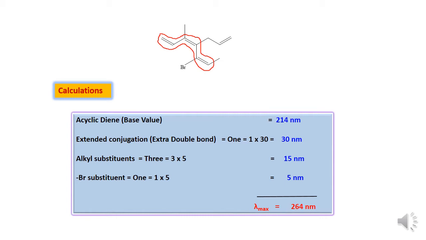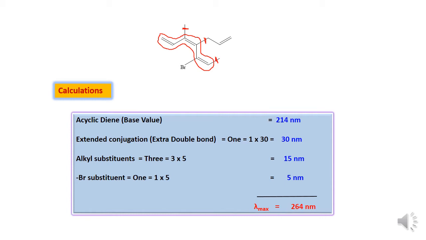Now for this carbon, there is one substituent and it is the alkyl substituent. So methyl group is present over here. So it is one alkyl substituent. Then this is also another substituent, alkyl substituent. And again you will identify here another substituent. So in this way there are three alkyl substituents.